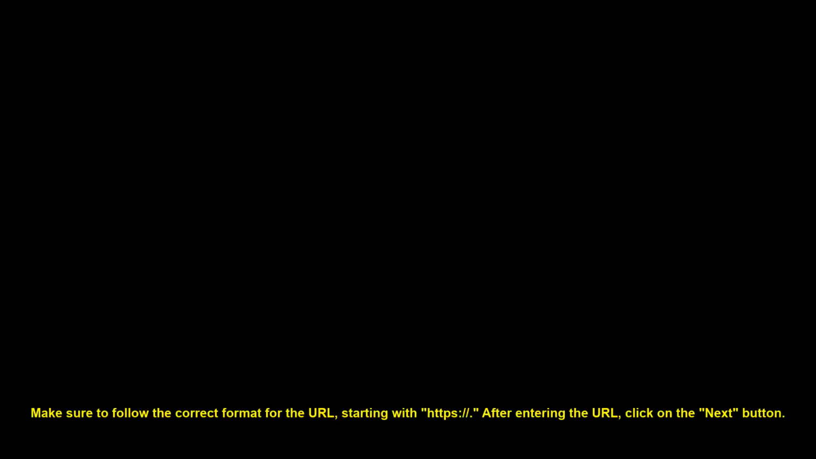A new window will pop up prompting you to enter your SharePoint site URL. Enter the URL of your SharePoint site where you want to store quotes. Make sure to follow the correct format for the URL, starting with https://. After entering the URL, the system will perform a validation check to confirm the site is accessible. If the validation is successful, proceed by clicking Next again.